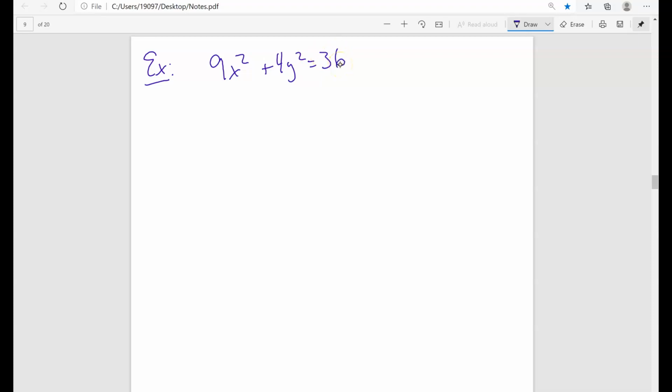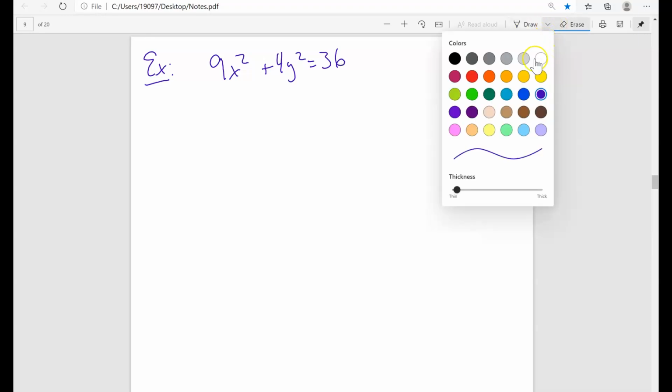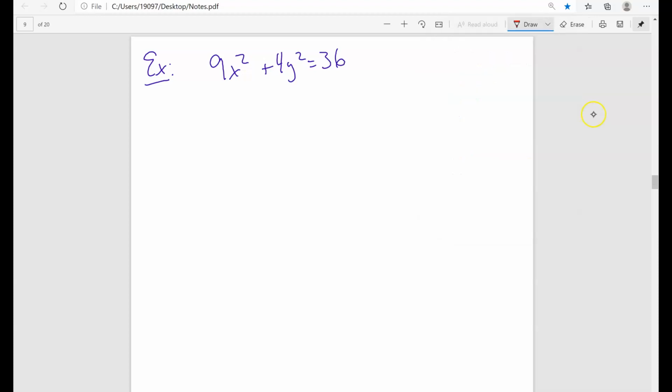Well, if you have something that looks like this, then now what we want to do is notice that this is not in the proper equation of an ellipse. You want this right-hand side to be equal to 1. So I'm just going to divide everything by 36. This is going to give me x squared divided by 4, y squared divided by 9, and it's going to give me a 1.